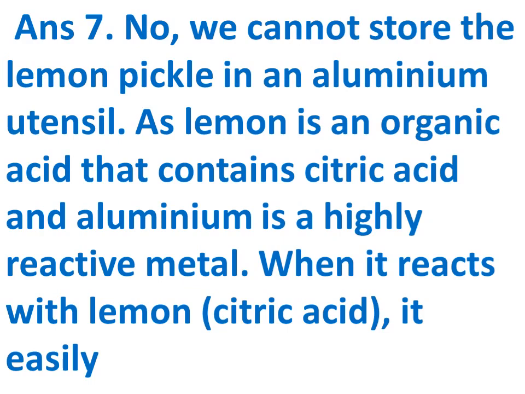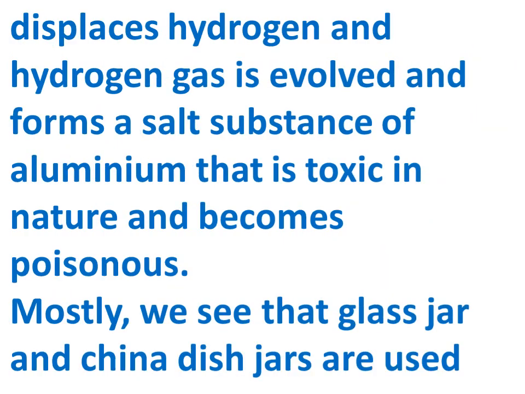And aluminium is a highly reactive metal as well. When it reacts with lemon, that is citric acid, it easily displaces hydrogen. So when it reacts with the citric acid, what will happen? Hydrogen will be displaced and hydrogen gas is evolved, and it forms a salt. It will also form a salt of aluminium that is toxic in nature and becomes poisonous. So that particular thing is toxic in nature and it becomes poisonous as well.